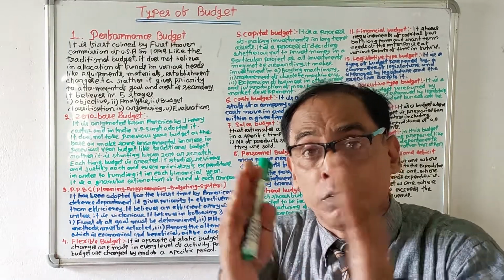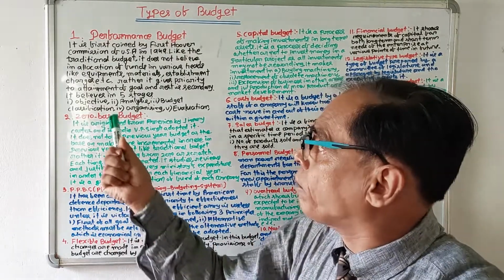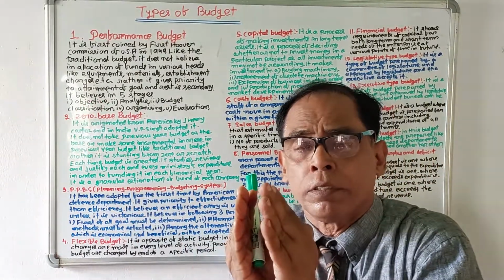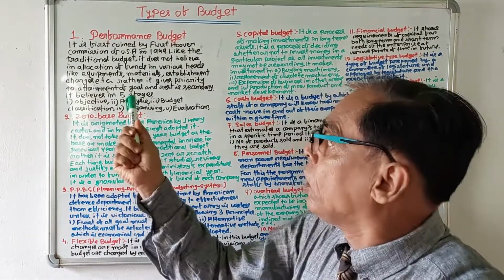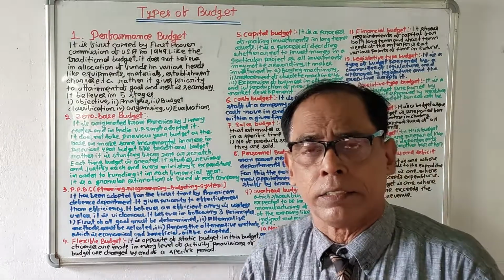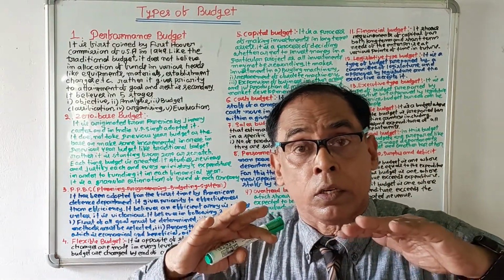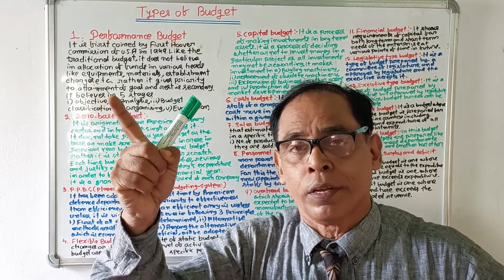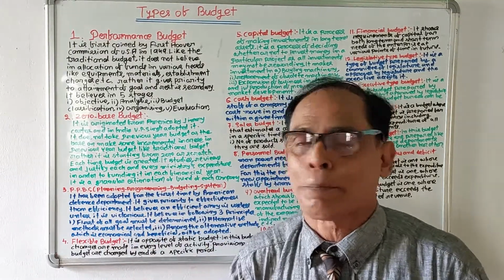And performance budget believes in 5 stages. Number 1, objective. First of all, it believes in the objective. For it, objective is primary. Number 2, analysis. It means it analyzes various alternative methods to achieve the objective, and out of the alternative methods, it chooses the best one.